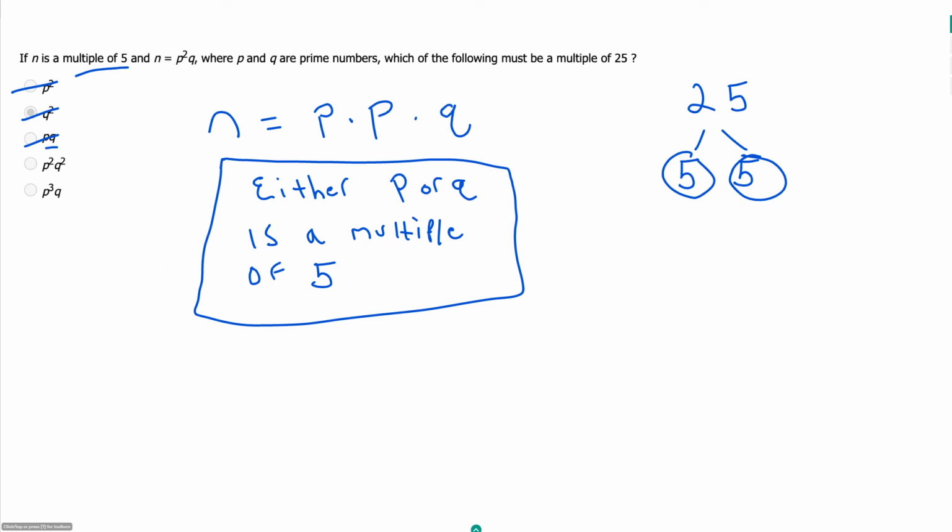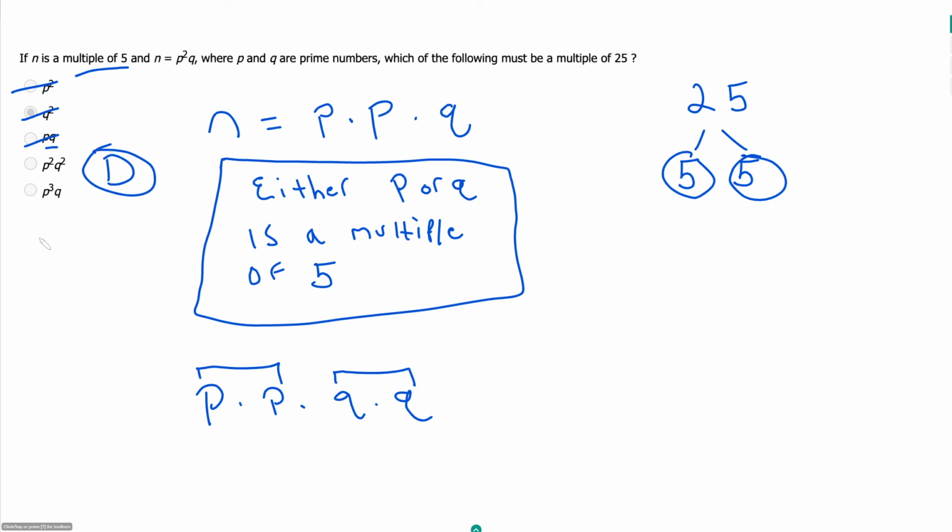Because D is p squared times q squared. So here, regardless of whether it's p that contains the 5 or q that contains the 5, we're going to have two of those 5s because each one appears twice. And so D is our answer.